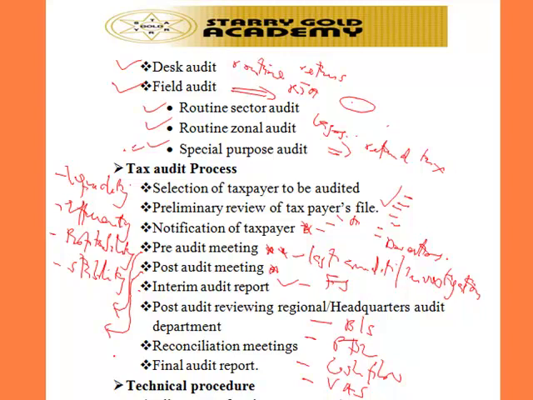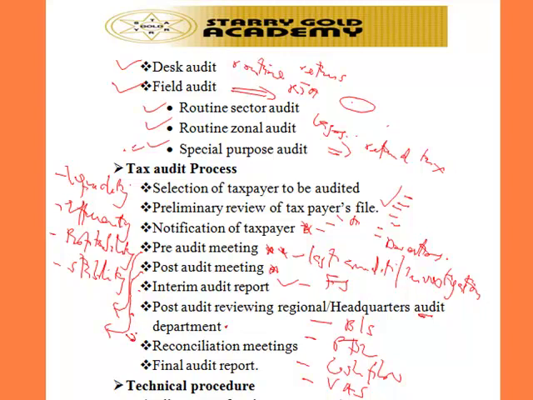That's the time limit. Then after that you have what is known as post-audit review by the regional or headquarters audit department. After receiving the interim report, the regional or headquarters audit will review the interim report, and as soon as possible feedback is given for the purpose of reconciliation meetings.